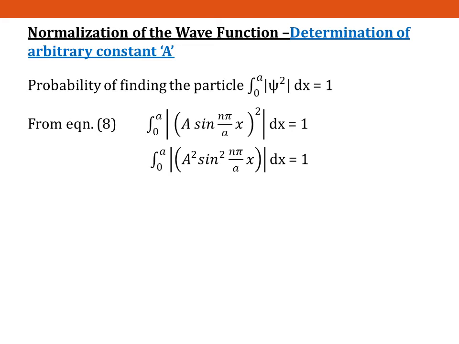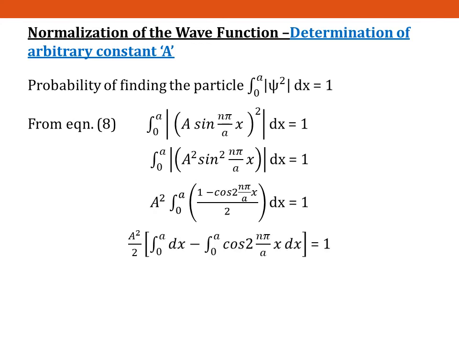Squaring it, we have inside the modulus A square sine square n pi by a x. We now replace sine square n pi by a x in terms of cos, and we have A square integral 0 to a 1 minus cos 2 n pi by a x by 2 dx equal to 1. We split the term which is within the parenthesis into two terms as A square by 2 integral 0 to a dx minus integral 0 to a cos 2 n pi by a x dx equal to 1.